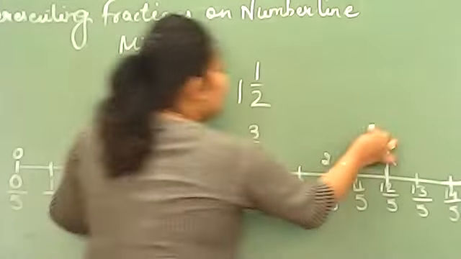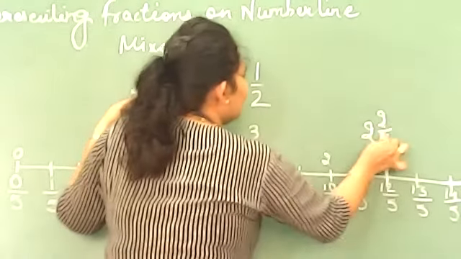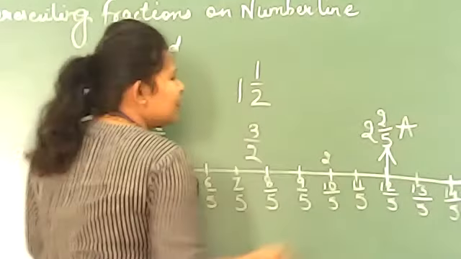So the answer would be 2 whole 2 by 5, and give yourself an A, completed.